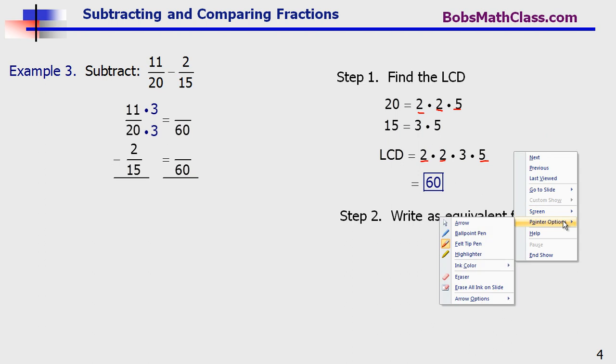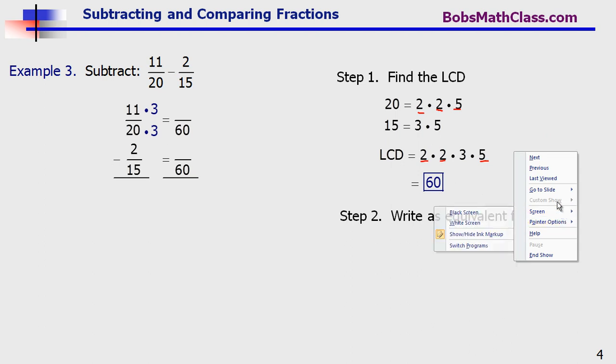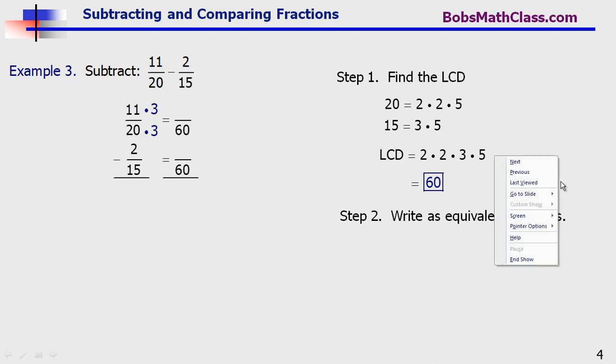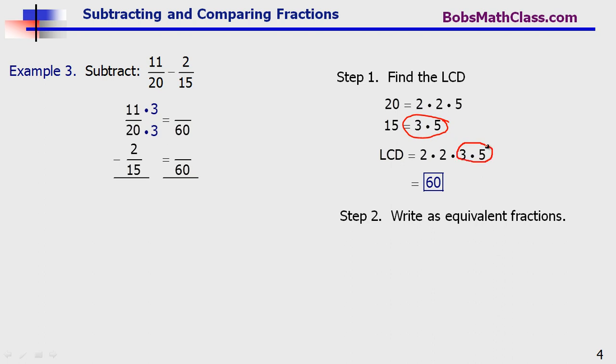Let me erase those and let's try it one more time. Sorry if this is kind of messy. 15 is a 3 and a 5, right? So there's a 3 and a 5. What's left? 2 times 2, which is 4. So that's the 4.